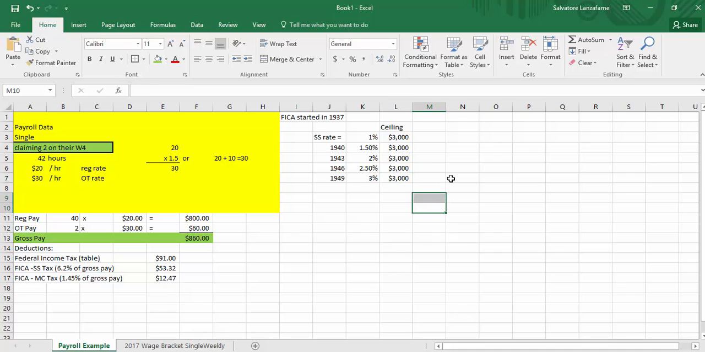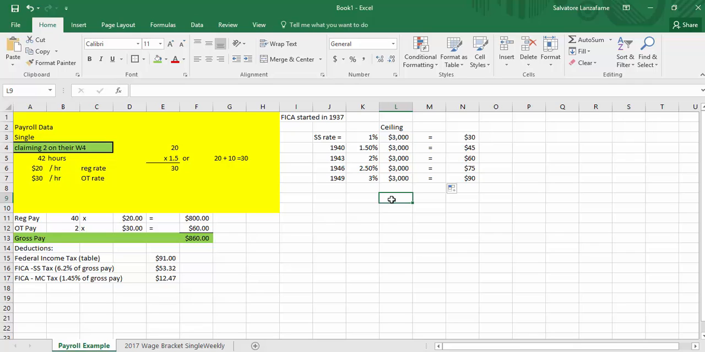So at the most, what was paid, if you think about this, 3,000 times 3%, $90. And in all those other ones, here are the calculations. Let me just clean this up a little bit here. So you can see that by 1949, the most anybody would pay towards Social Security would be $90. So kind of crazy that that's the case. And you know that currently for 2017, does anybody have any idea what the ceiling is?